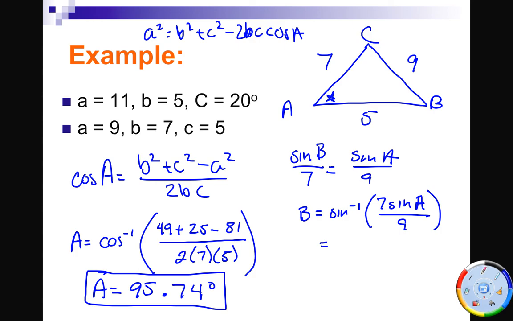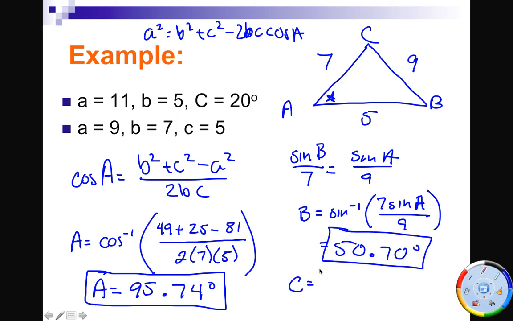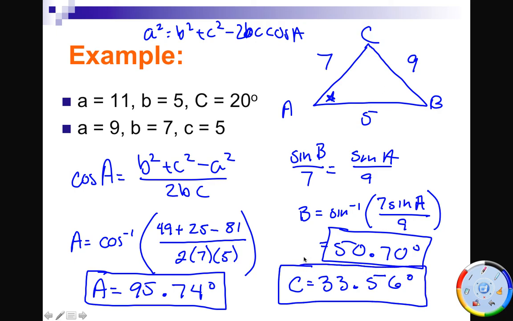Divided by 9, and I get 50.70. And now I just got to solve for my third side, and that's just 180 minus, I'm going to go up and use that 95 that I have exact. Okay, there we go, and I get 33.56 degrees. And now we've solved the triangle.